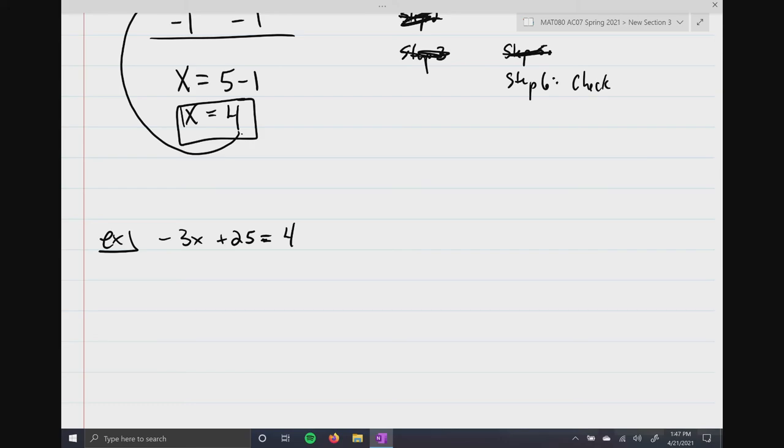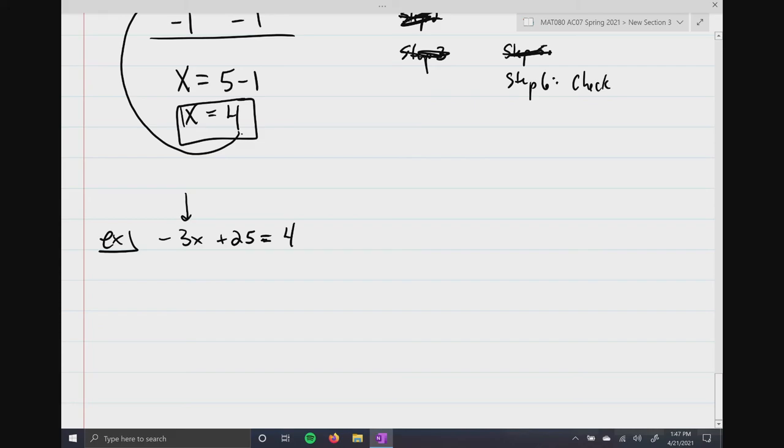Step 1, do I see fractions? No. I'm done. Step 2, do I see parentheses? No. I'm done. Step 3, can I group anything on the left? The answer is no. Can I group anything on the right? The answer is no. So I get all the way down to step 4 before I can even do anything with this problem. Step 4, variable terms on one side, constant terms on the opposite side.